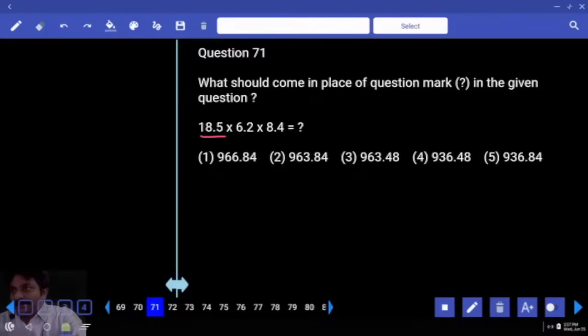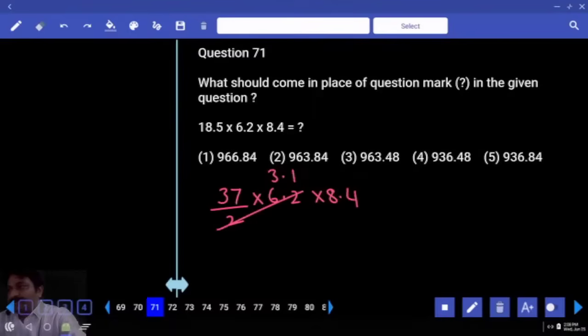Is it a 3 multiple? No. Is it a 3 multiple? Only by using 3 multiple we may or may not get the answer. So let's do a little bit of calculation. This number I will write as 39 by 2. 39 or 37? 37 by 2 into 6.2 into 8.4. 2 cancellation, 3.1. Let's first do last digit verification. 7 into 1, 7. Into 4, the answer must end with 8. 2 options are there.